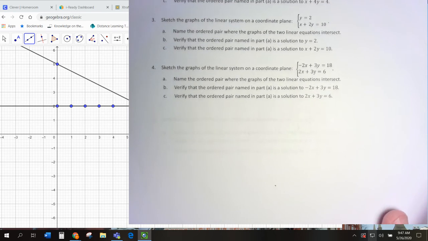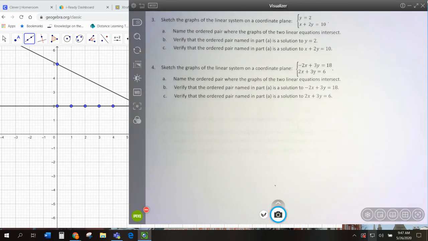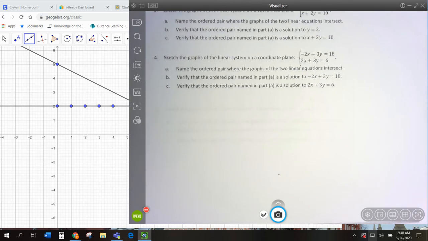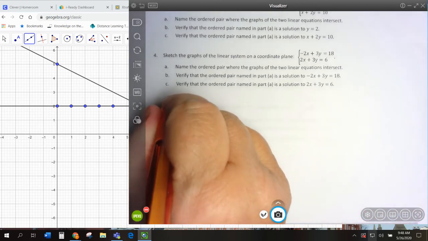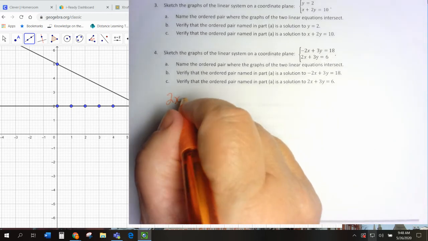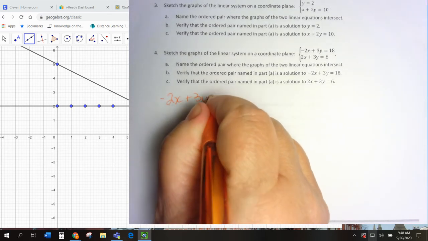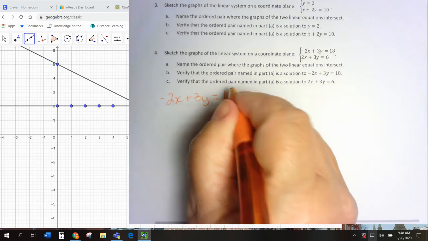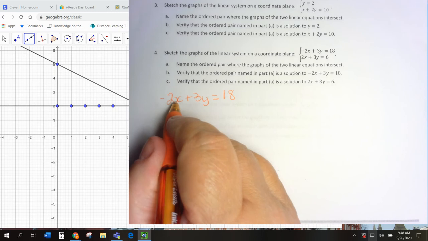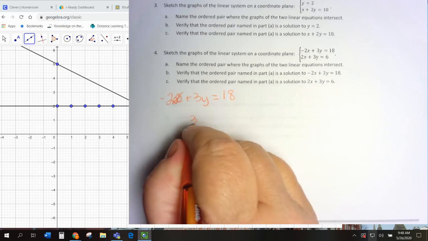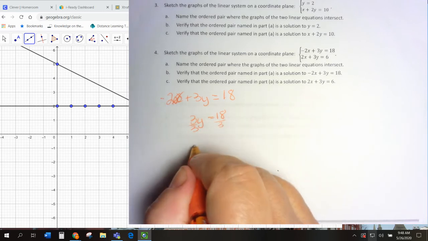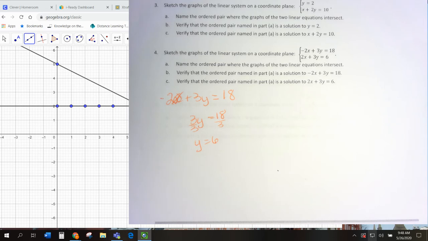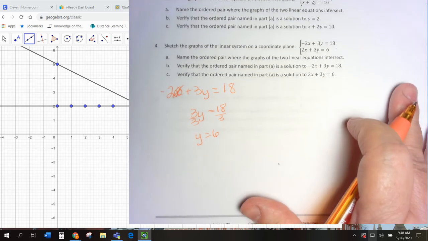These are both written in standard form, so let's find our x and y intercepts. If I have negative 2x plus 3y equals 18, and I make x 0, we'd end up with 3y equals 18. Divide by 3, and y is going to be 6.